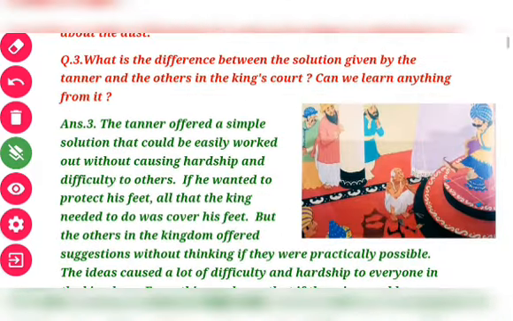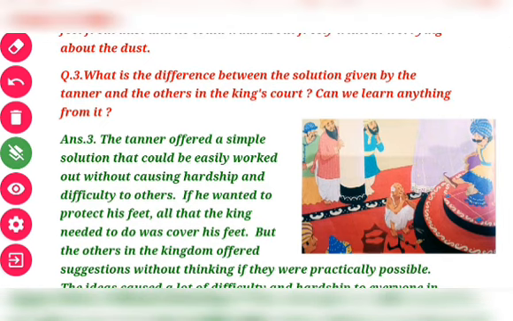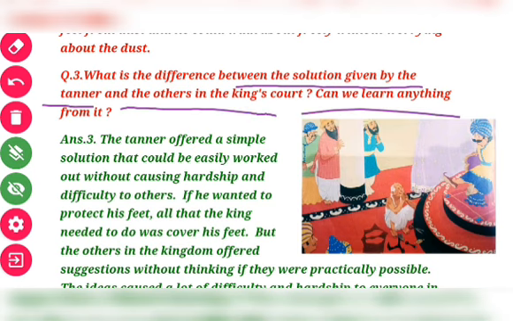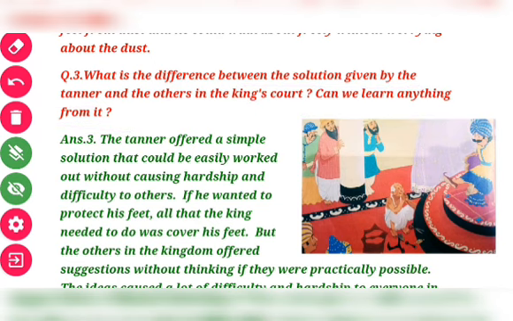Then after that we will move towards the next question, which is question number 3. Question number 3 is given on the same page, page 5. What is the difference between the solution given by the tanner and the others in the king's court? Can we learn anything from it? So, very good question. We'll see.